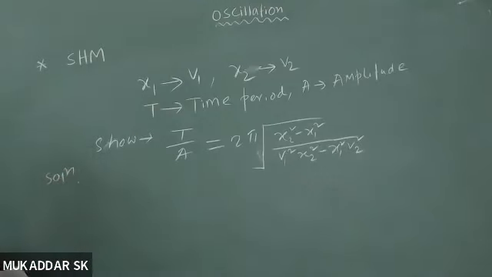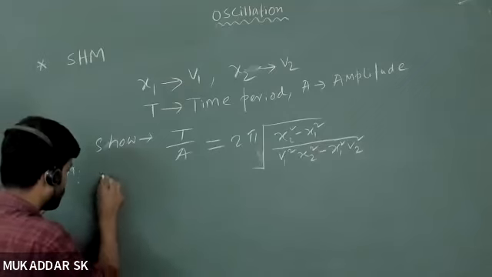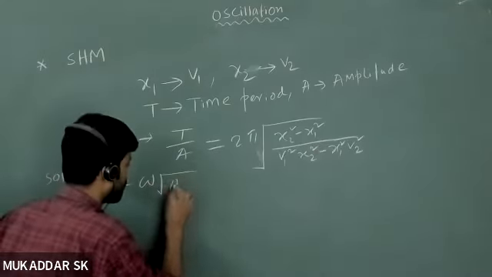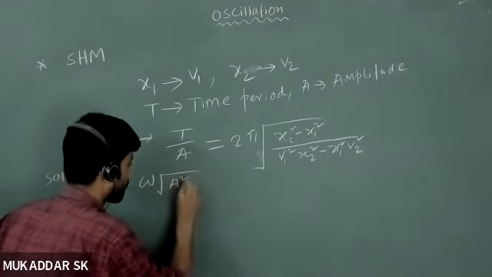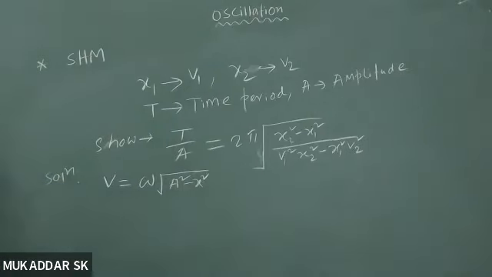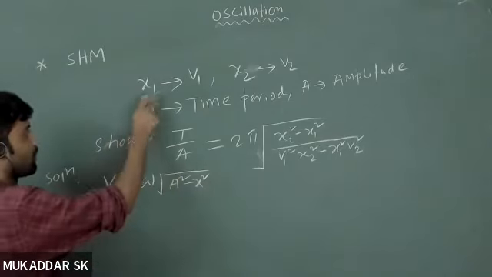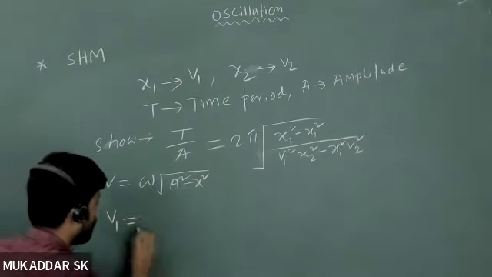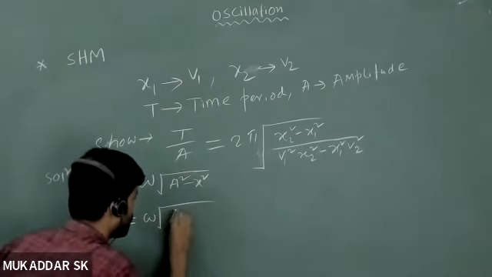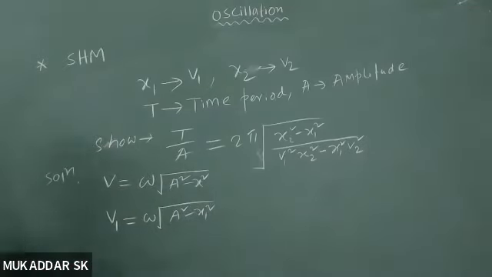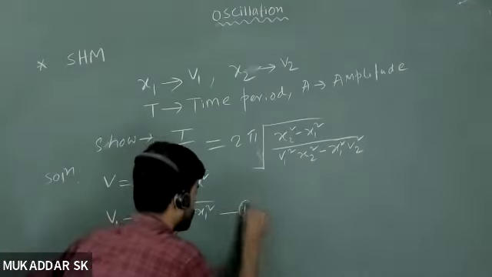So we know that velocity of oscillator v equals omega root over a square minus x square, right? And according to the given data, when x equals x1, your velocity is v1. So I can write this: v1 equals omega square root a square minus x1 square. Let us take this as equation number 1.